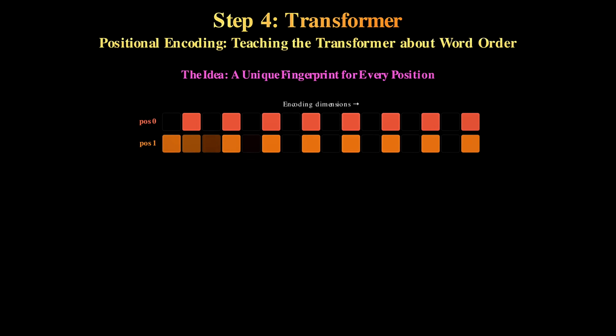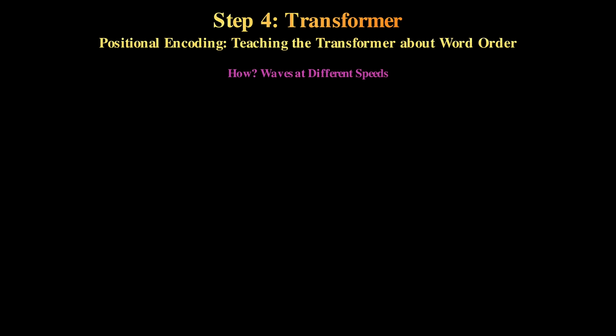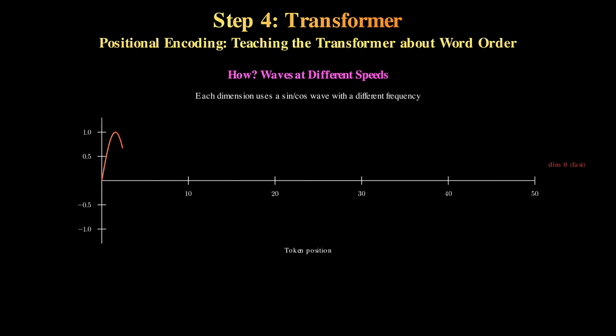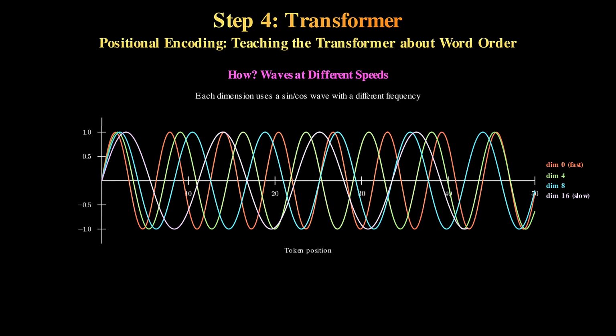Think of it like a barcode. Each position gets its own unique pattern. These patterns are generated using sine and cosine waves at different frequencies. Fast waves change quickly between neighboring positions, capturing local patterns. Slow waves change gradually, capturing long-range structure.